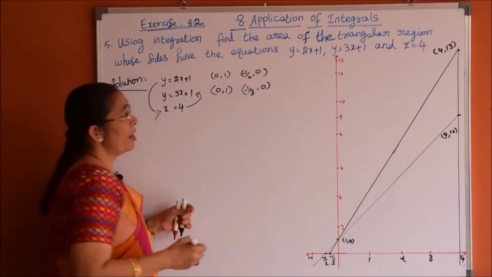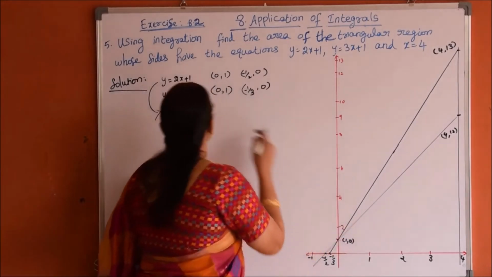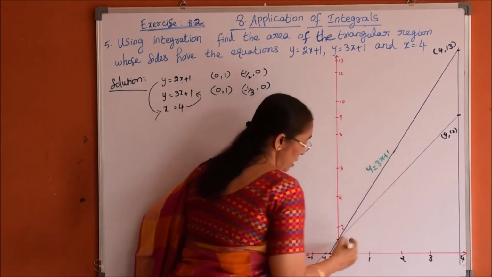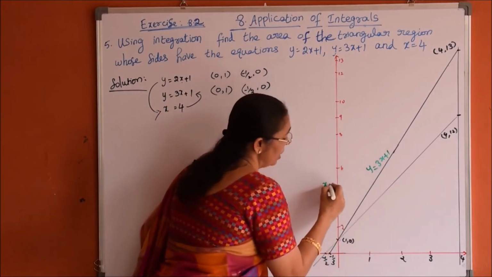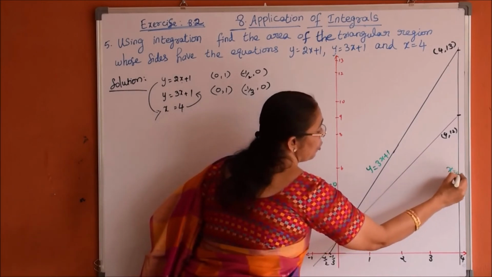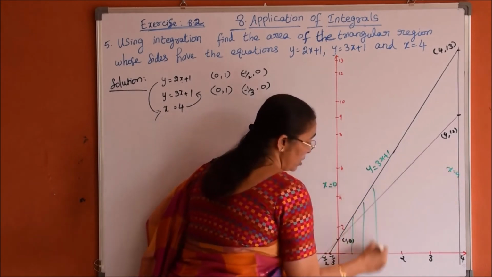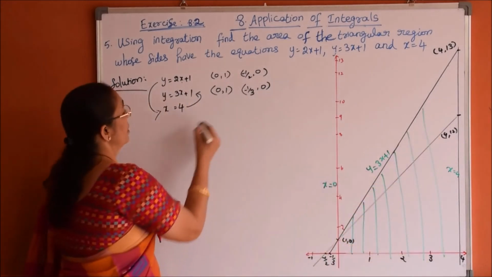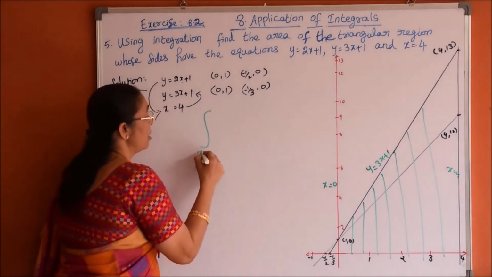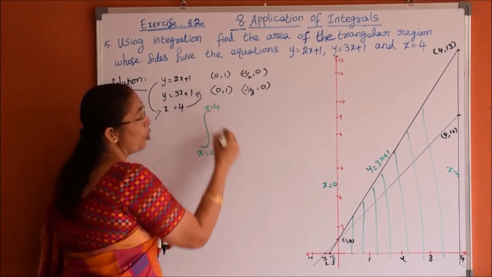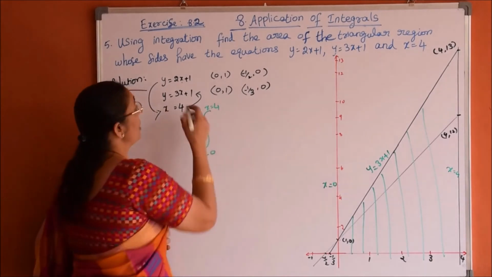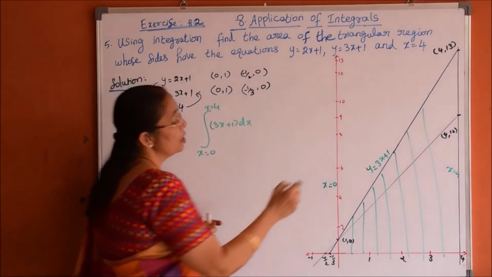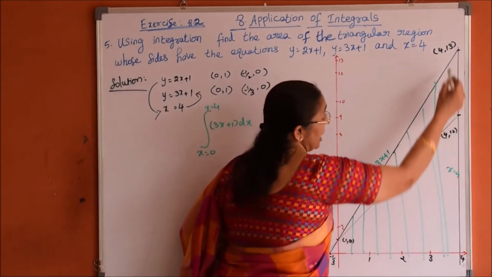Therefore, the required area is the area covered by the line y is equal to 3x plus 1, in between the lines x is equal to 0 and x is equal to 4 with the x axis. So, this is the first area, that is integration from x is equal to 0 to x is equal to 4 of 3x plus 1 dx, the area covered by the line y is equal to 3x plus 1 with the x axis.